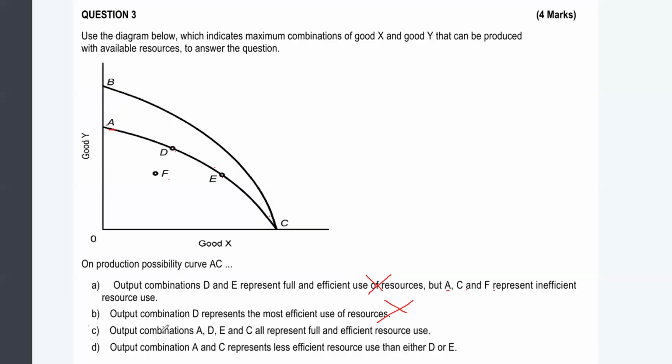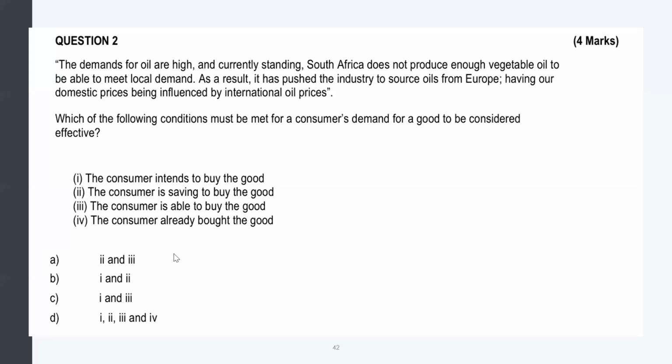C, output combinations A, D, E, and C all represent full and efficient use of resources. A, yes. D, yes. E, yes. C, yes. So this is correct, because they are all on the production possibility frontier. Simple and straightforward. So you guys are learning. Let's go to the next question.